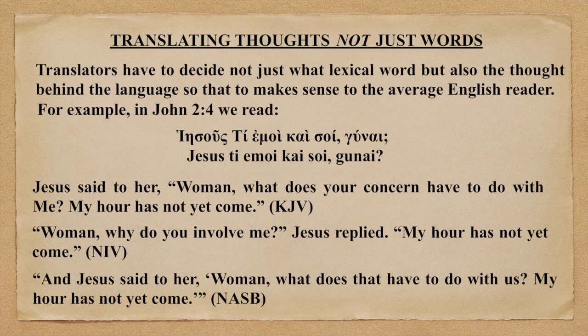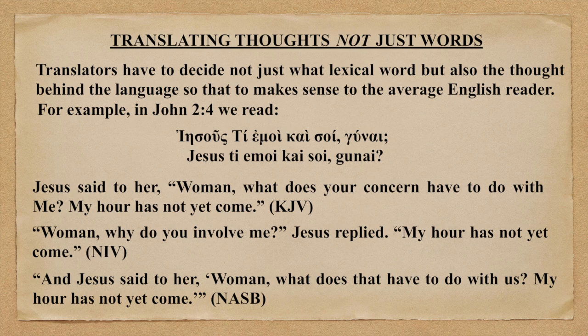If we were to translate this word for word, it would be, "what to you and you, me, woman," which in English does not make any sense. All English translations of John 2:4 are fairly similar. The King James Version says, "Jesus said to her, woman, what does your concern have to do with me? My hour has not yet come."